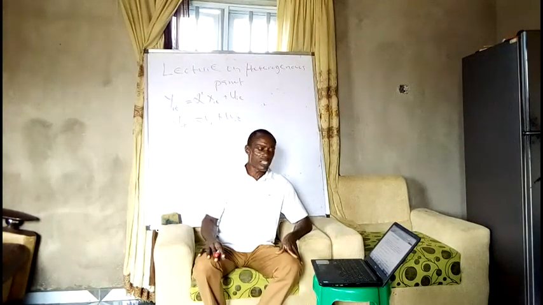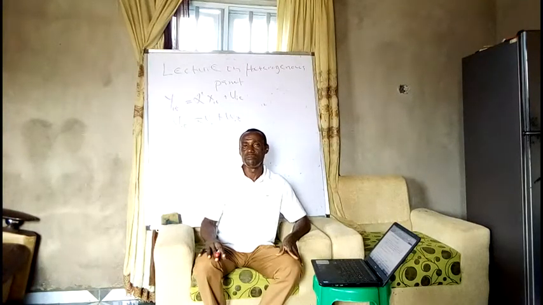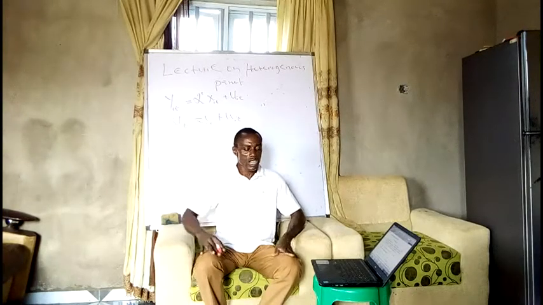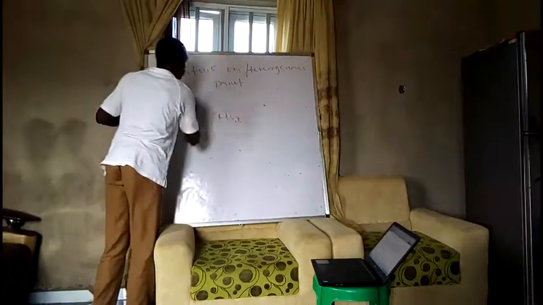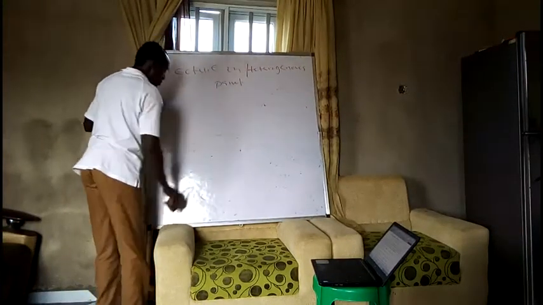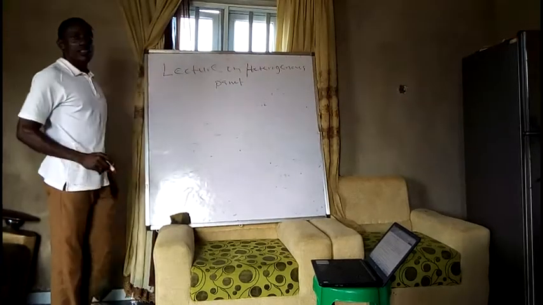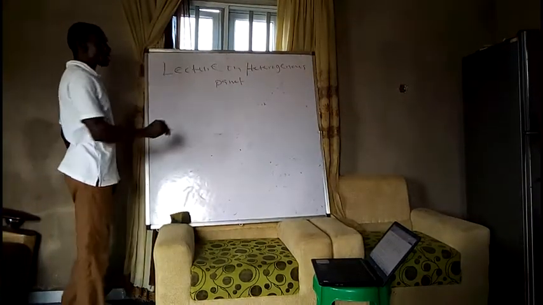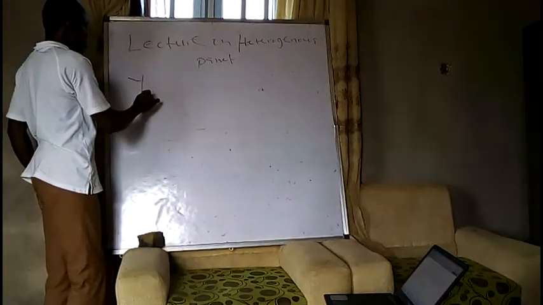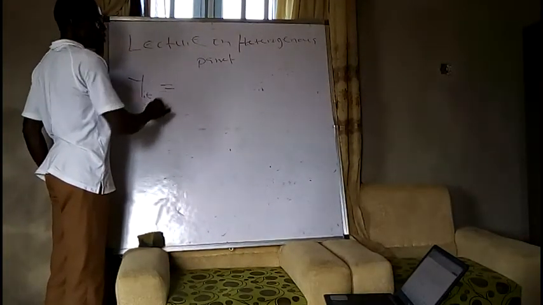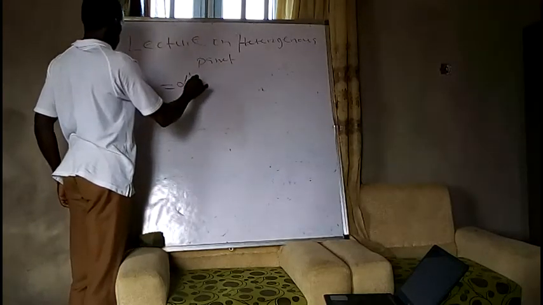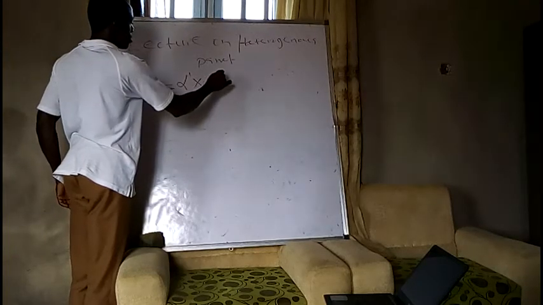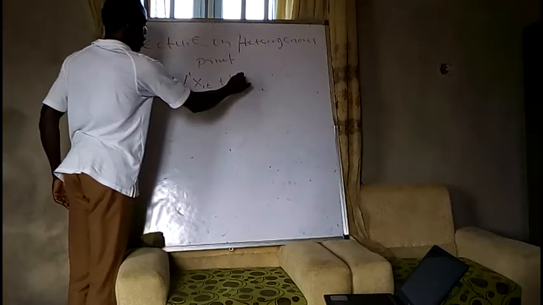Before we state a typical heterogeneous panel model, let's start from a typical panel model, which can be defined as follows. A panel model can be defined as Y_it equal to alpha prime X_it plus U_it.